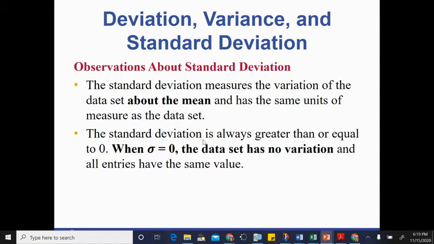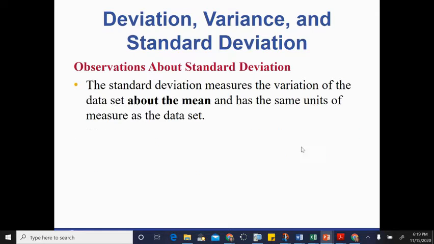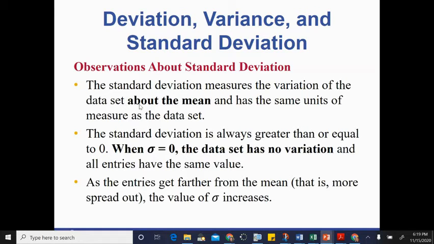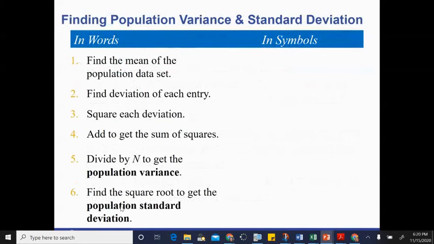And standard deviation is always greater than or equal to 0. If it's 0, then there is no variation, which means every answer in there is the exact same answer. Like if you said, how many pair of shoes do you have? And you asked 50 people and every single person said, I have 3 pair of shoes, then that standard deviation would be 0, okay? And as your answers or entries get farther away from the average, the value of that standard deviation is bigger. So the more spread out it is, the higher the standard deviation.